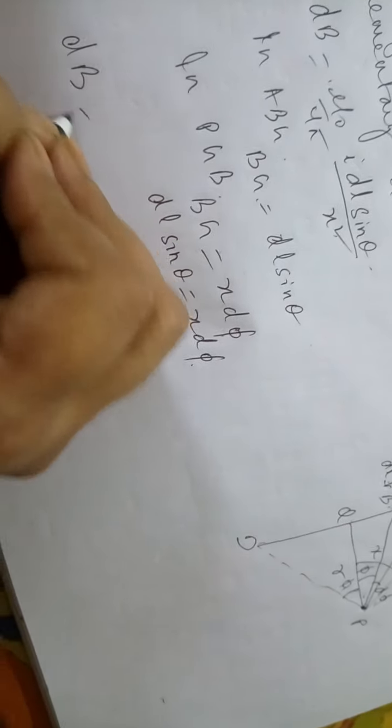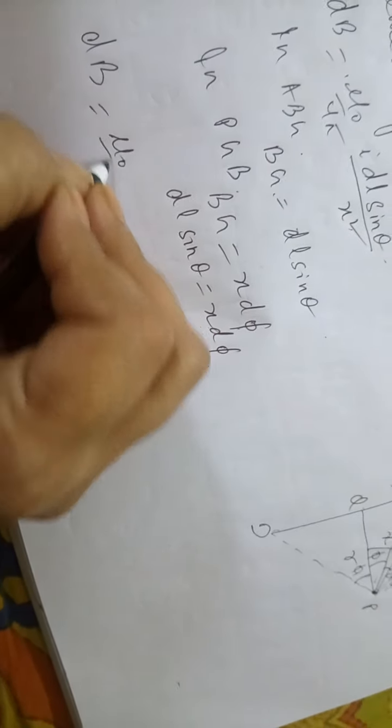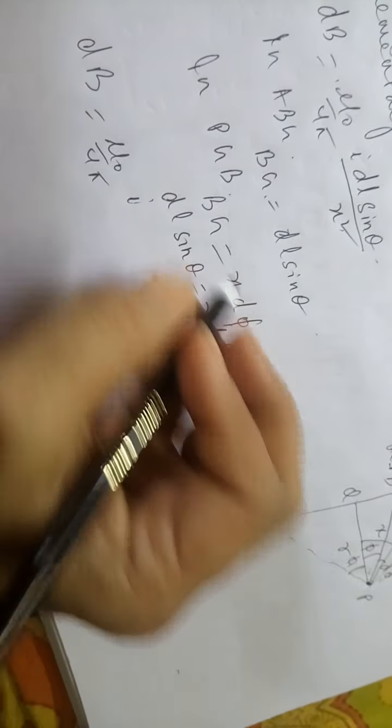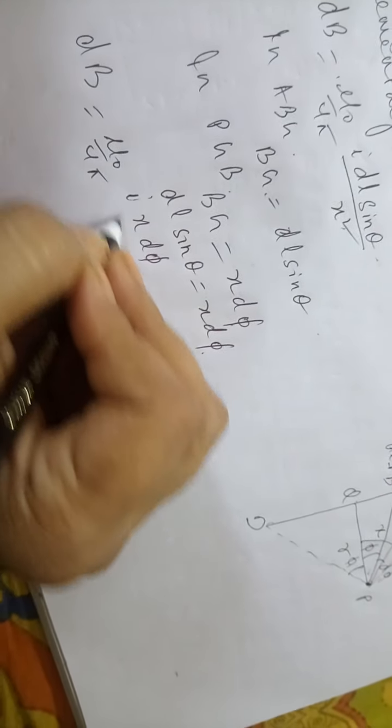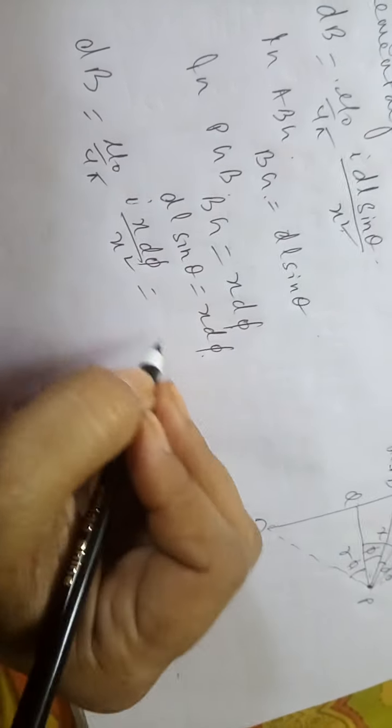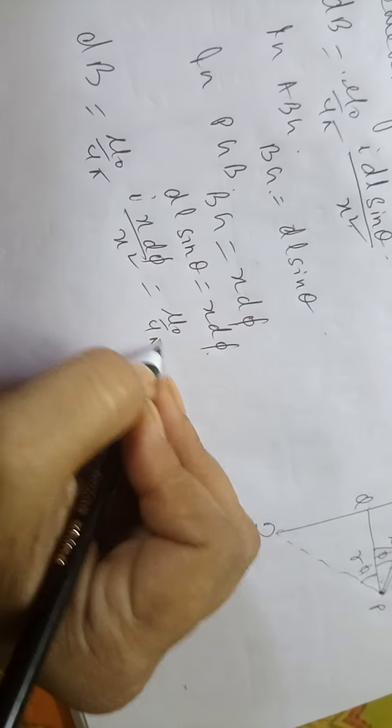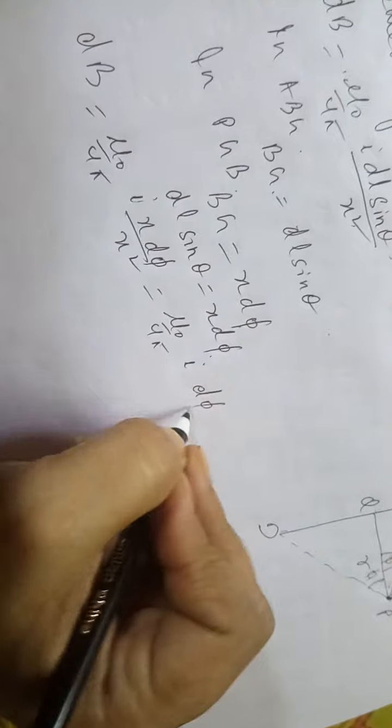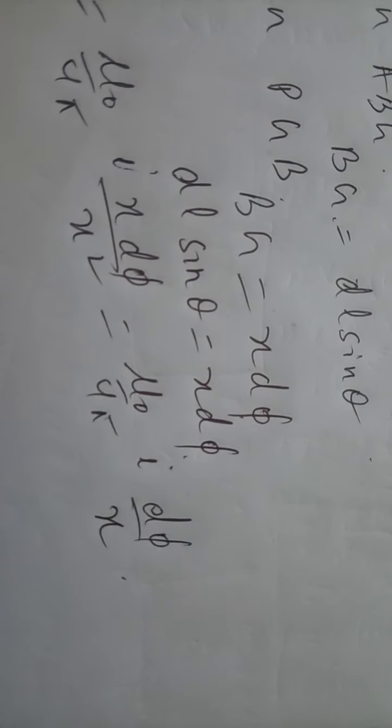Now let us substitute in the main equation. dB equals mu 0 by 4 pi I, and instead of writing dl sin theta, we will write x d phi divided by x square. So we are getting dB equals mu 0 by 4 pi, I d phi by x. This is the condition which we have got.